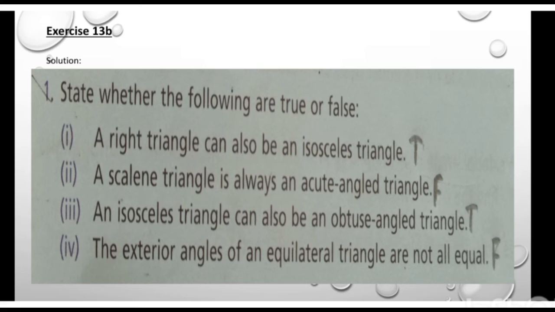Now look at the fourth statement. The exterior angles of an equilateral triangle are not all equal. No, it's false. They are all equal. We all know that interior angles of an equilateral triangle are 60 degree. Also the exterior angles of an equilateral triangle are equal. So the fourth statement is false.